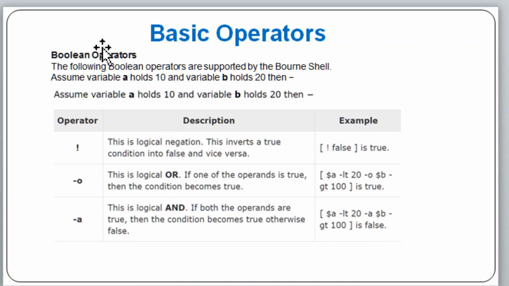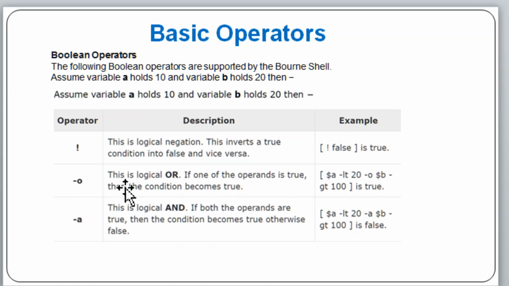So let's talk about Boolean operators. So the following Boolean operators are supported by the Bourne shell. Assume variable A holds 10 and variable B holds 20, just as before. So assuming that A holds 10 and B holds 20, then the operator exclamation point or bang, this is a logical negation. This inverts a true condition into a false and vice versa. So not false is actually true, right? The opposite of false is true.